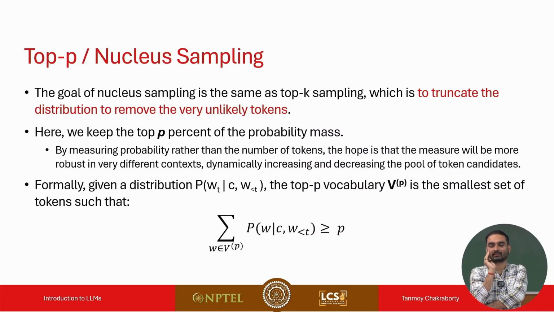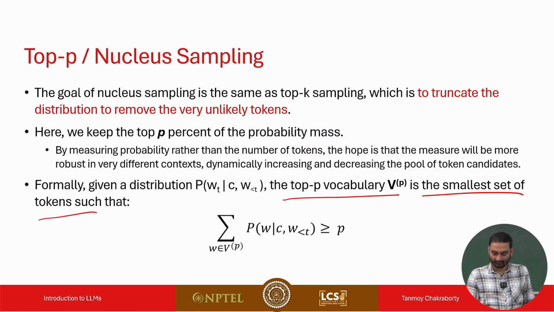Okay, so now we have a threshold on the probability, not the number of tokens. And this is exactly top-p sampling, or nucleus sampling. So you choose from the vocabulary the smallest set of tokens such that this is satisfied. Smallest set, this is important.